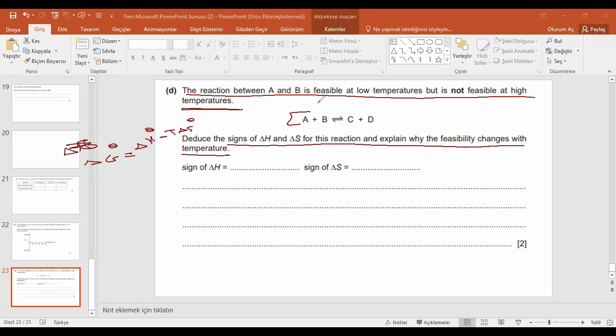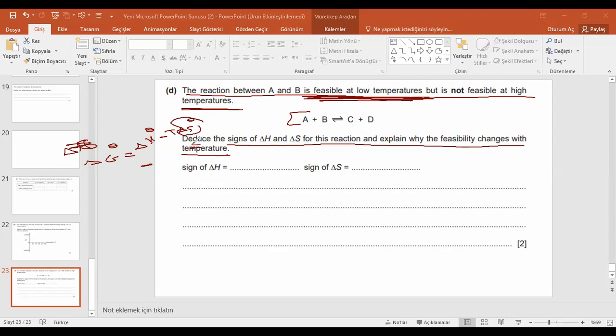The reaction is feasible at low temperature. So here we know that delta H should be negative. And delta S, guys, in this scenario, will be negative as well. So I'm supposing that delta S is negative.